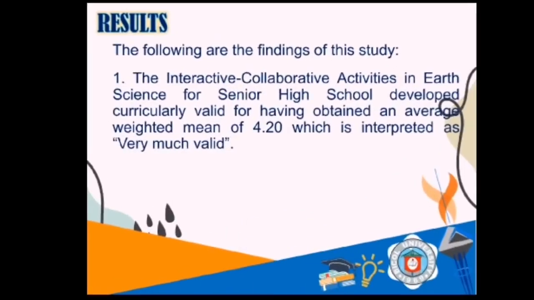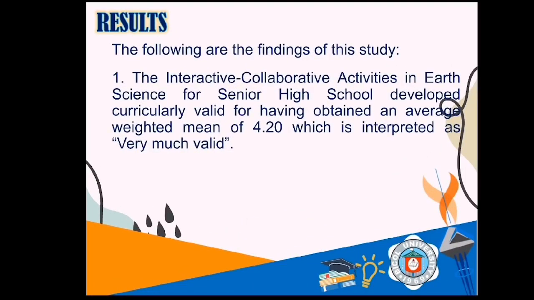Now we have the result. For number 1, the interactive collaborative activities in earth science for senior high school developed curricularly valid for having obtained an average weighted mean of 4.20, which is interpreted as very much valid. So what is included in the set results of curricular validation for the activity? So the criteria are subject matter, social cultural content, language readability, activities, and strategies.